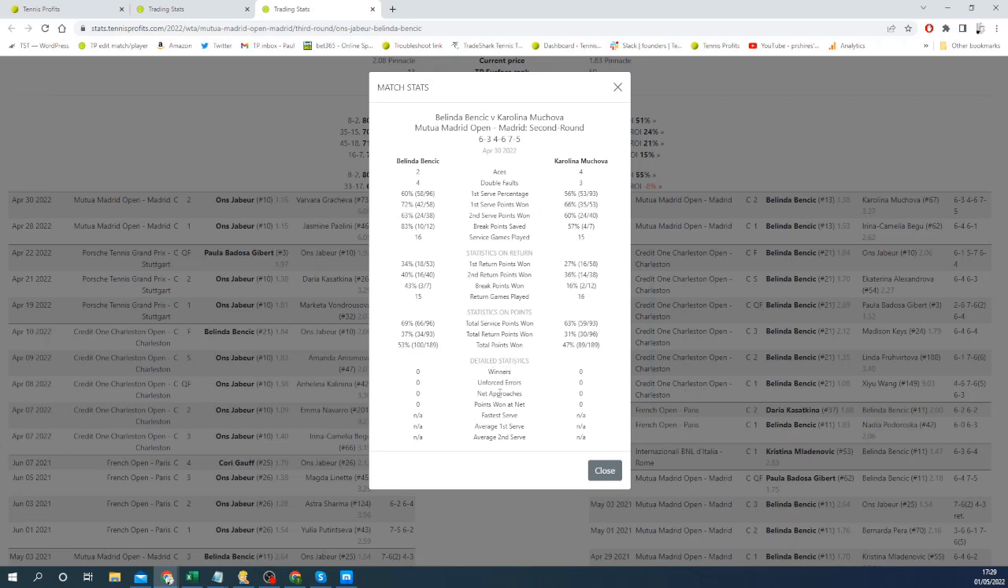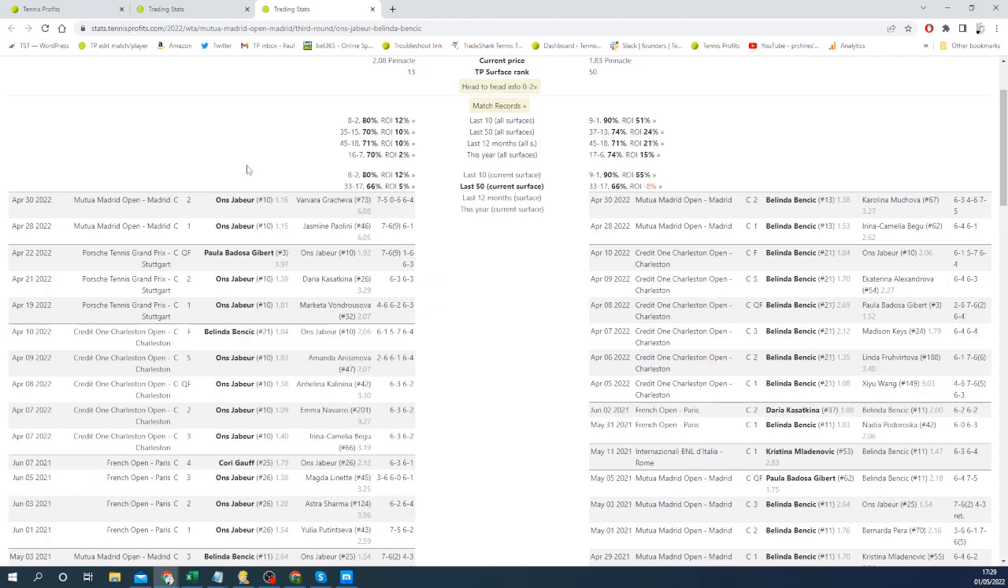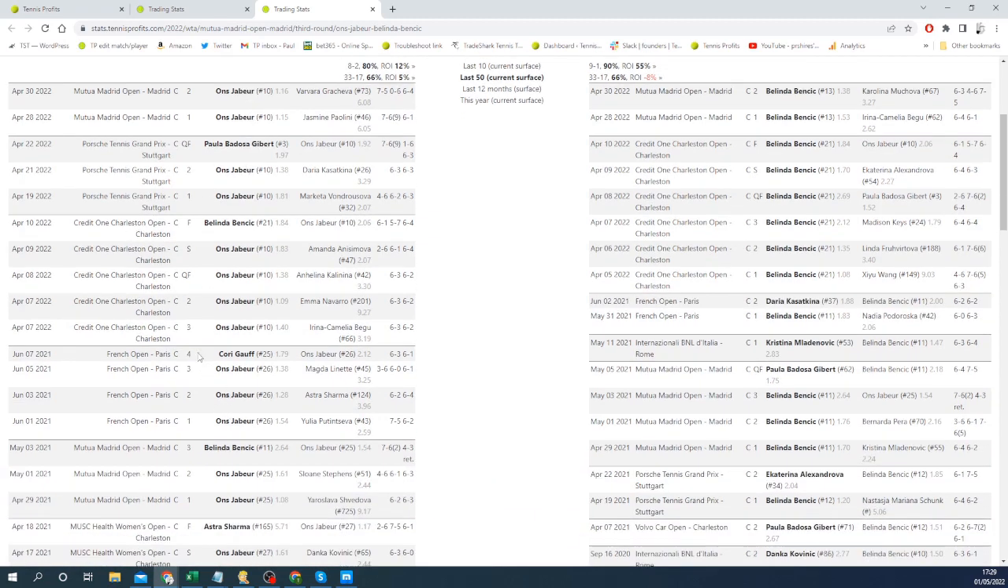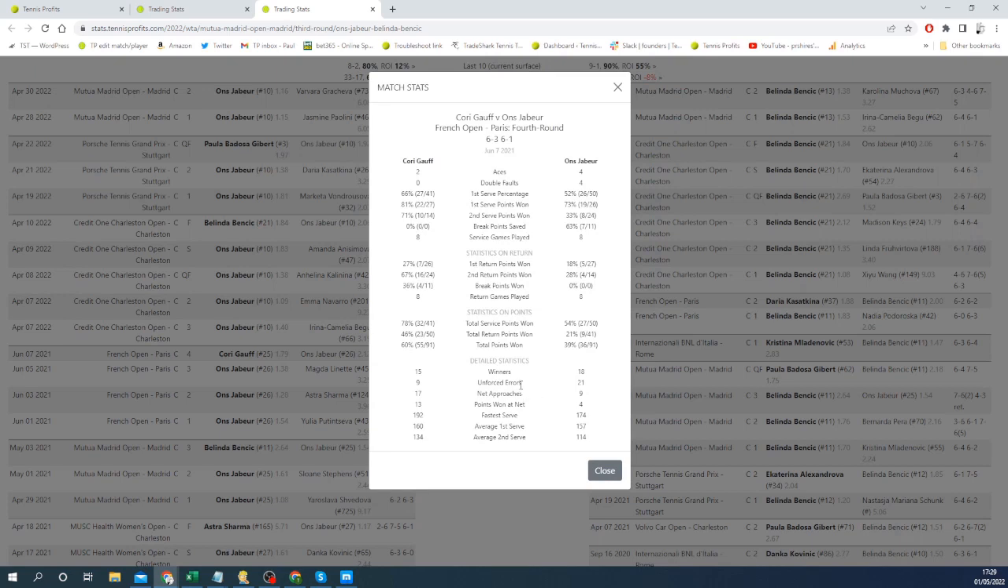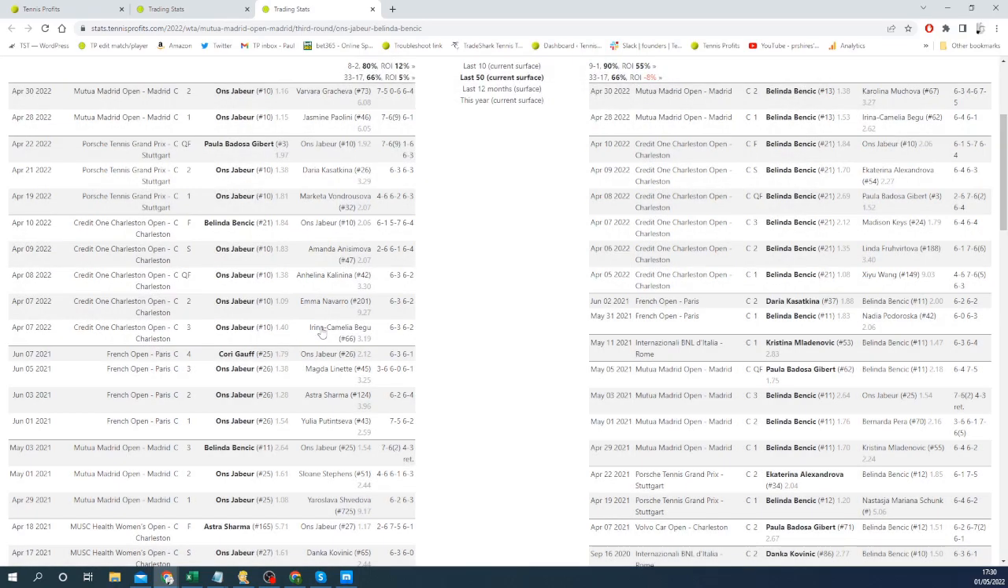The detailed stats at the bottom, you won't normally get them unless it's for a Grand Slam tournament. So if we go to one of the French Open, you'll see at the bottom you've got winners, unforced errors, net approaches, points won on the net, fastest serve. That information does seem to be collected, because you'll see it if you watch a match or a stream that's got a commentator. They seem to have access to that information. I just haven't found a site that does provide it to us mere mortals.